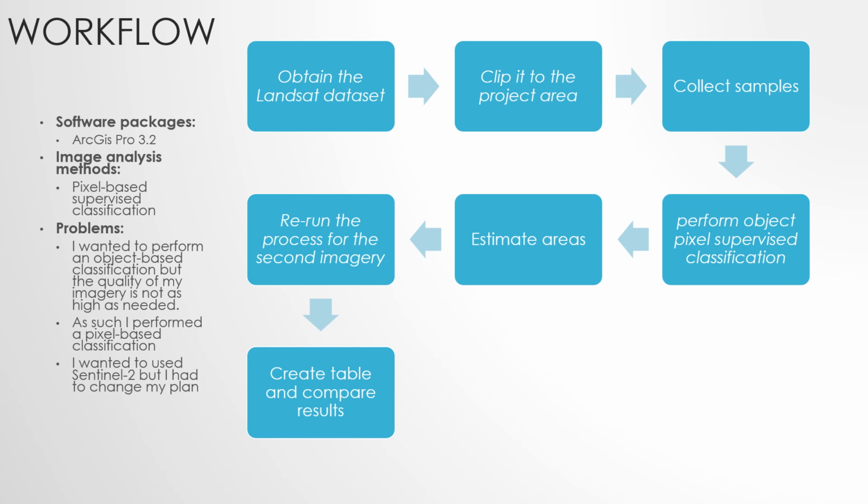I was thinking of performing an object-based classification, but the quality of the Landsat imagery is not very good, especially when you clip it to the area of interest. And as such, I think it would be more useful if I just use a pixel-based supervised classification. I also wanted to use Sentinel, which has a higher resolution, but I had several issues trying to georeference the imagery because it doesn't come with the coordinates. And I tried hard, but I simply couldn't make it.